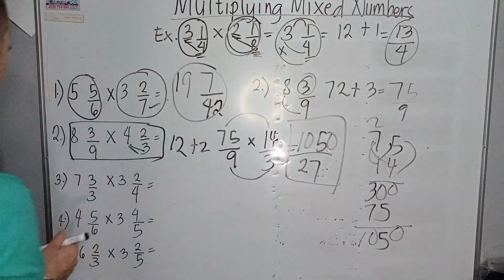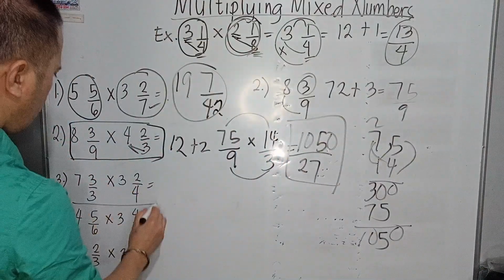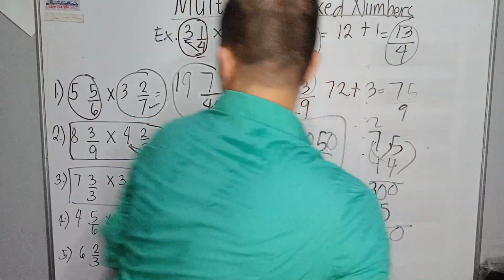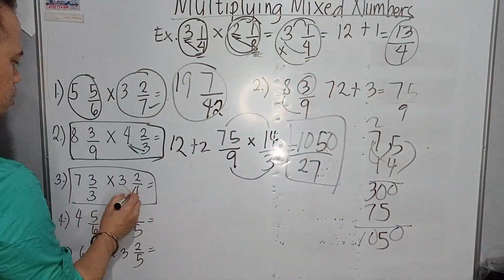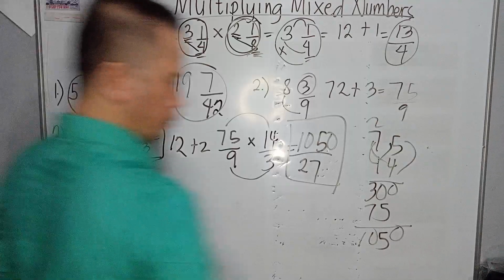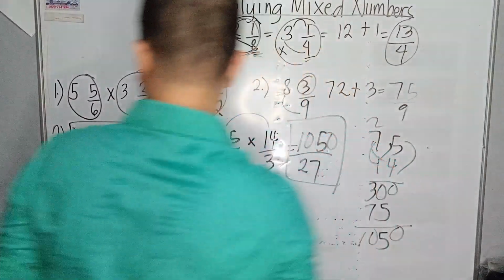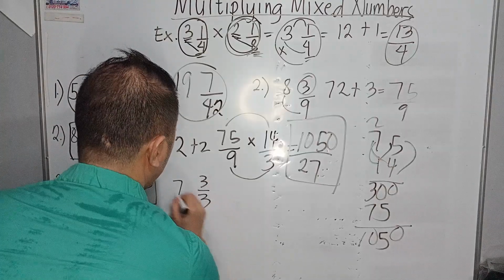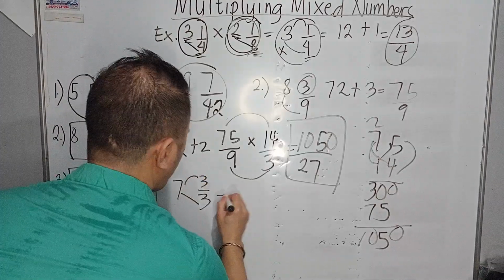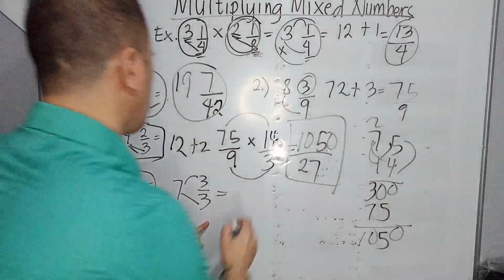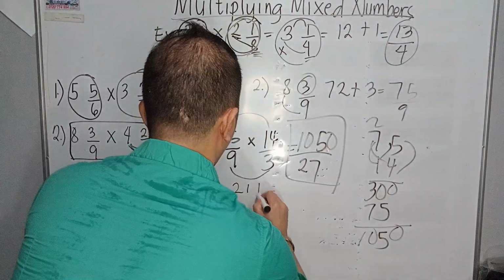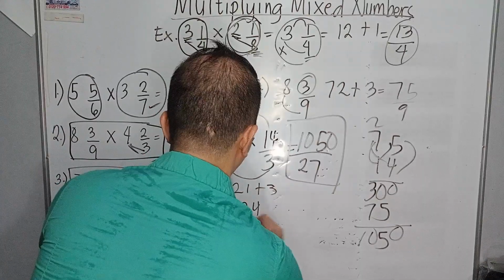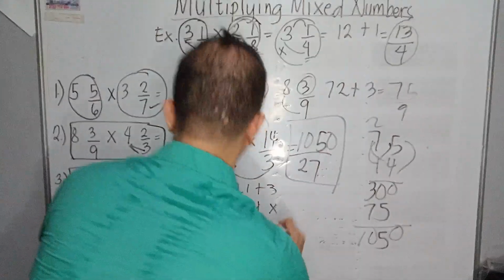Let us proceed to number 3. So we have 7 and 3/3 times 3 and 2/4. Oh my god. Let us solve it. 7 and 3/3. Same procedure. 7 times 3 is 21. Plus 3, we have 24 over 3, or third.